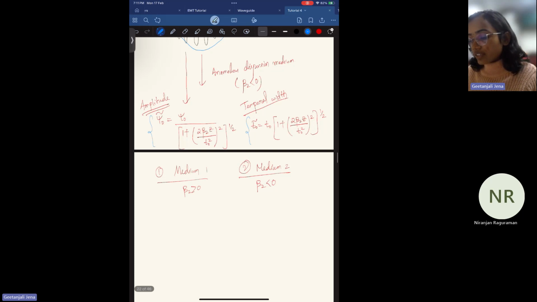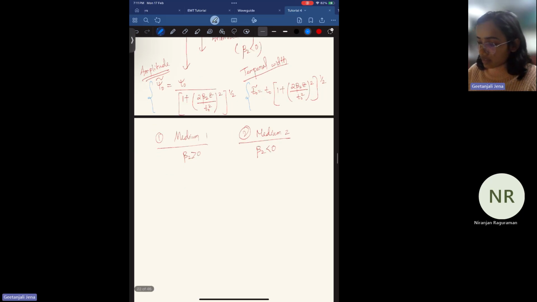They will have the same amplitude and they will have the same temporal width. Obviously, after propagating through the medium, if beta 2 is non-zero, then there will be a decrease in amplitude and there will be an increase in temporal width. But in both the media, they have the same magnitude.